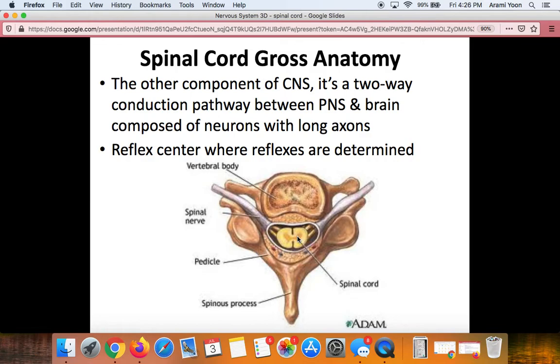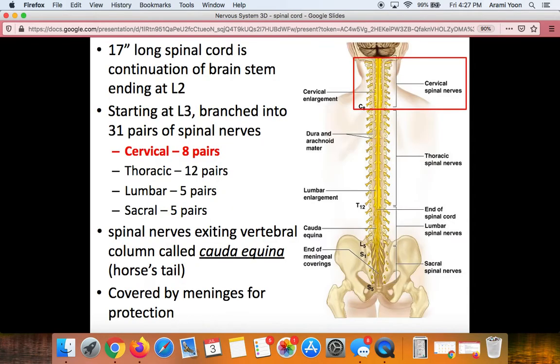So things like the patellar reflex. If you get hit at the patellar tendon by a rubber mallet, then that sensory signal would go to your spinal cord, where an interneuron would then interface with a motor neuron to then cause your leg to kick outwards. The spinal cord is roughly 17 inches long.